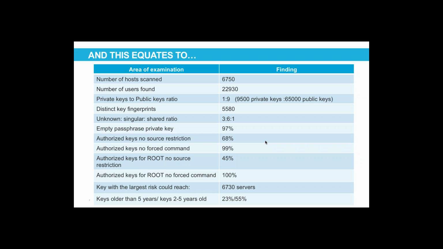That means I could jump everywhere with root access, or jump very far potentially with root access, on 45% of those keys. And authorized keys for root with no force command at 100%, that's normal. That's nothing to be alarmed about because you shouldn't have force commands on root. Now, we found in this environment that the key with the largest risk could actually reach 6,730 servers of the 6,750 servers. That's a significant percentage there.